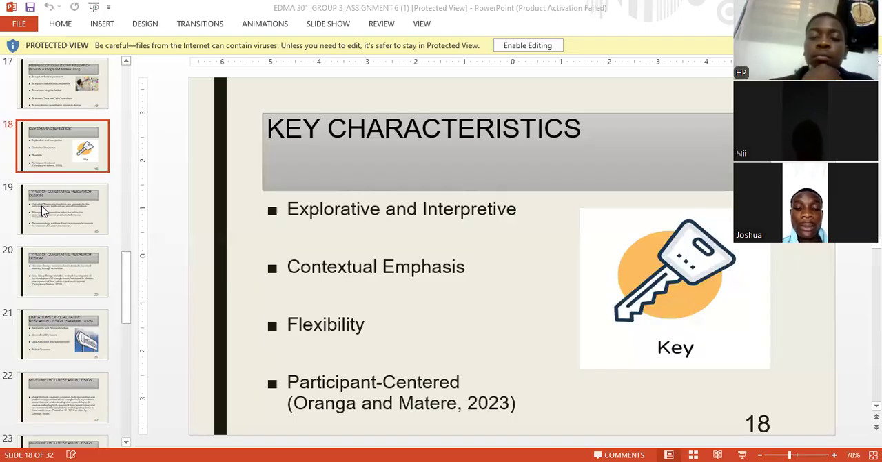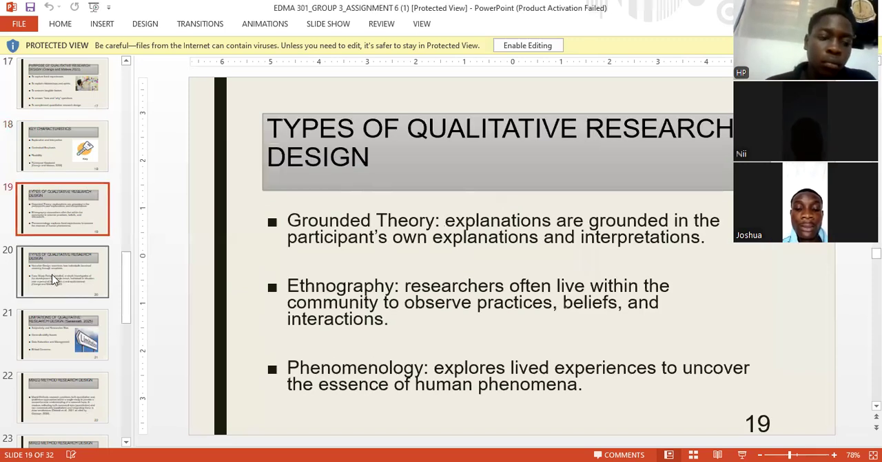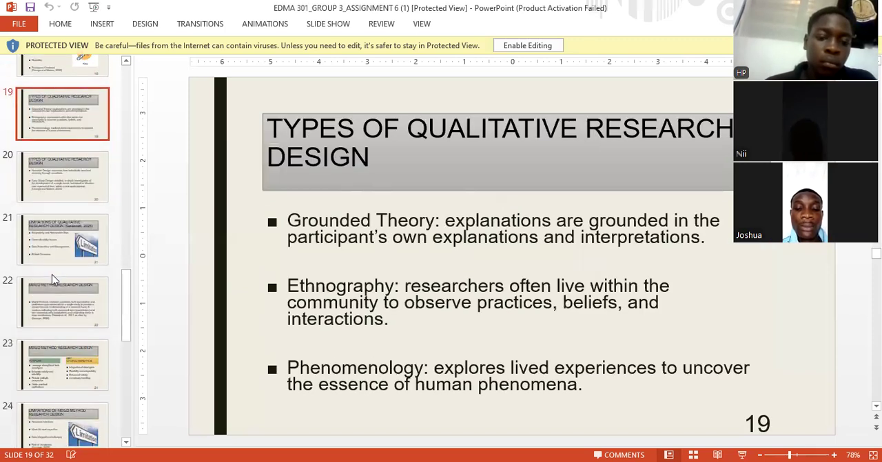So moving on, we talk about the types of qualitative research, right? So we have the grounded theory. So here, explanations are grounded in the participants' own explanations and interpretations. Here, what the participants say, I mean, those that are involved in the research, what they say is where we get our explanation from, right?